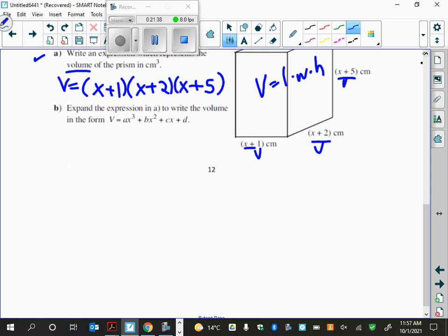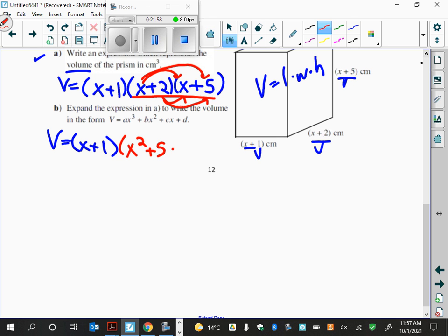Okay, so for now, we're going to do our question for the first time, where we have a binomial times a binomial times a binomial. So the first thing we're going to do is we're going to leave the first binomial alone and just FOIL the last two. Okay, so the x plus 1, just bring it down. And we're going to FOIL these guys. Okay, so x times x is x squared plus 5x plus 2x. 2 plus 5 is 10.